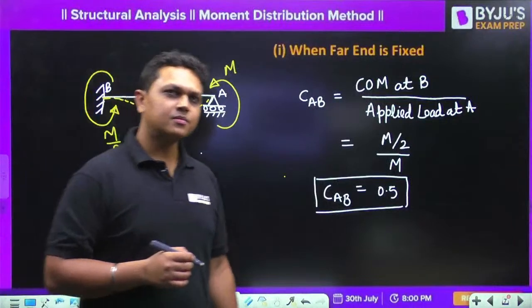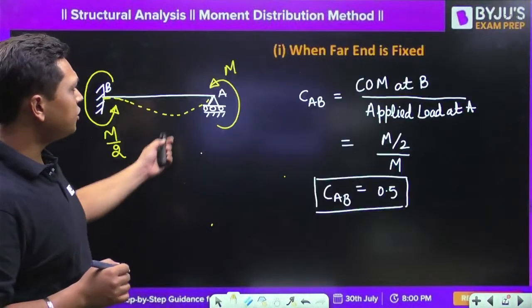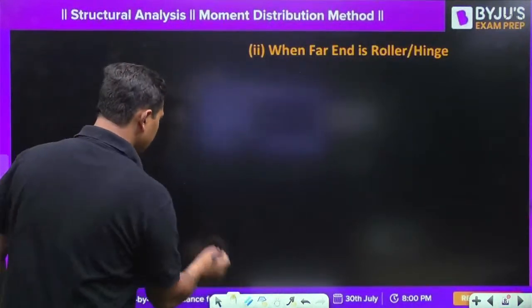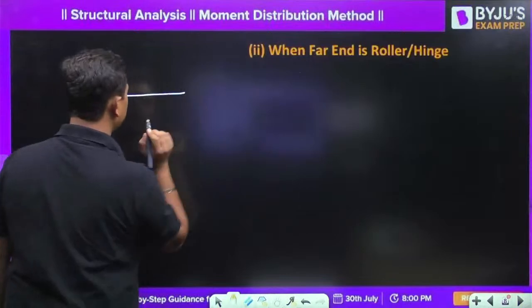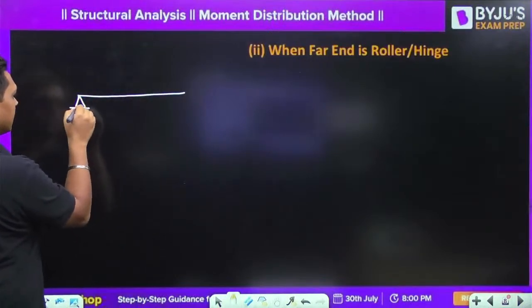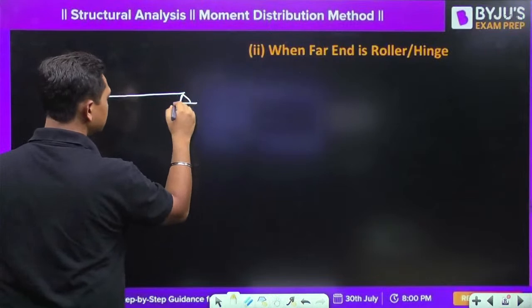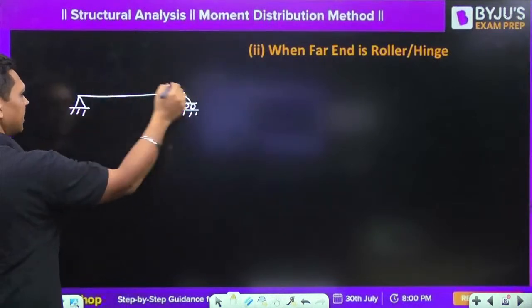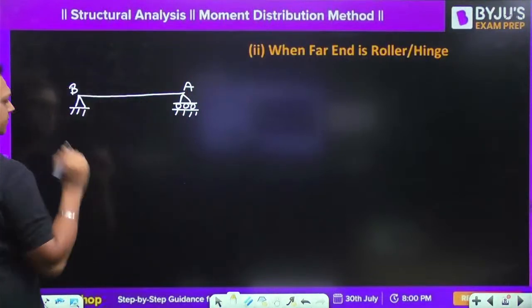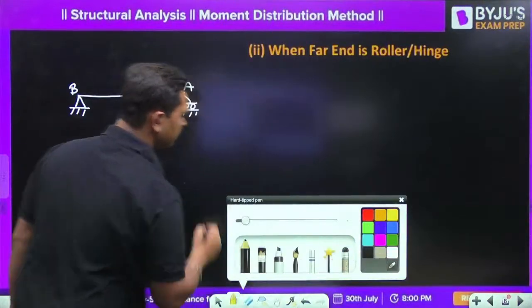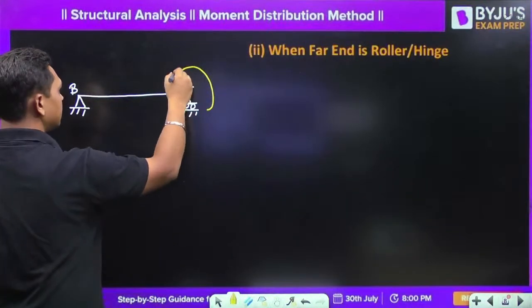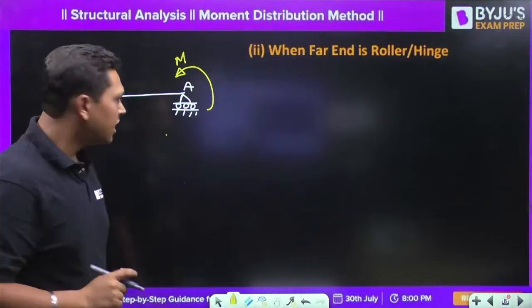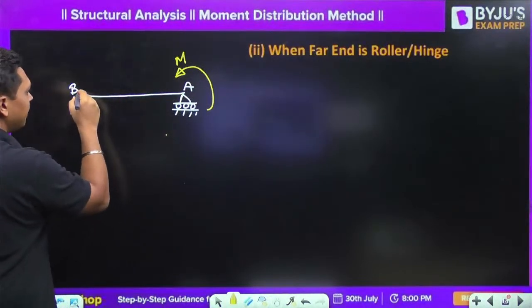Welcome, guys. Now, moving to the next concept, when the far end is a hinge or a roller. Now suppose you have a simply supported beam like this. So now in this beam, this is A and this is B. If we apply a moment at this location, how would the beam like to bend? It will bend somewhat like this.